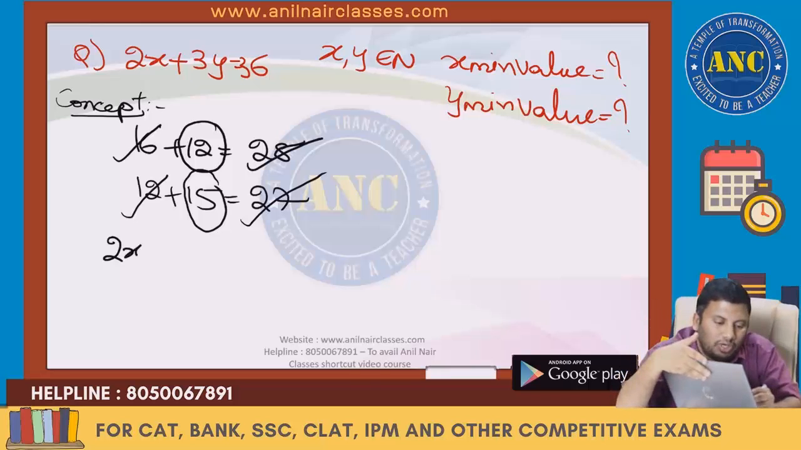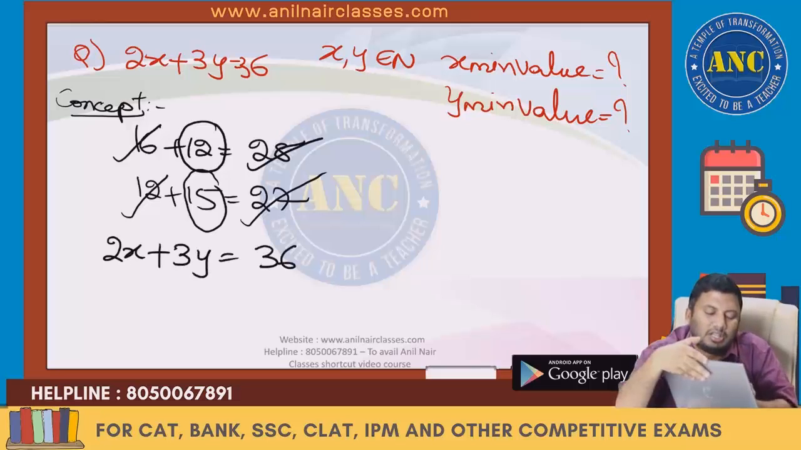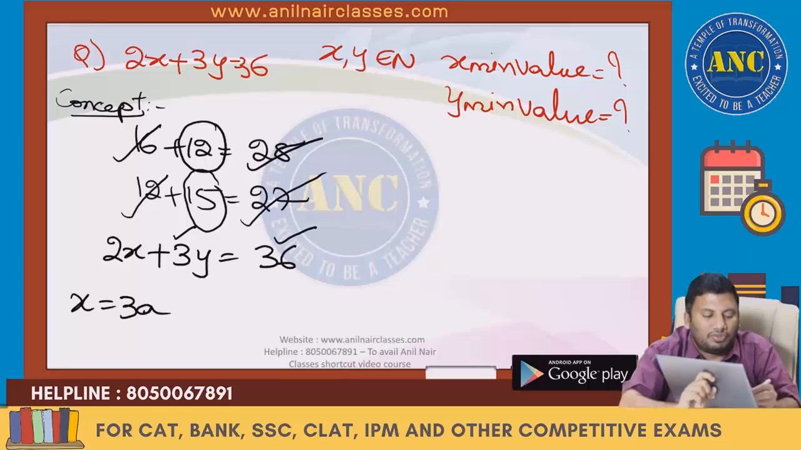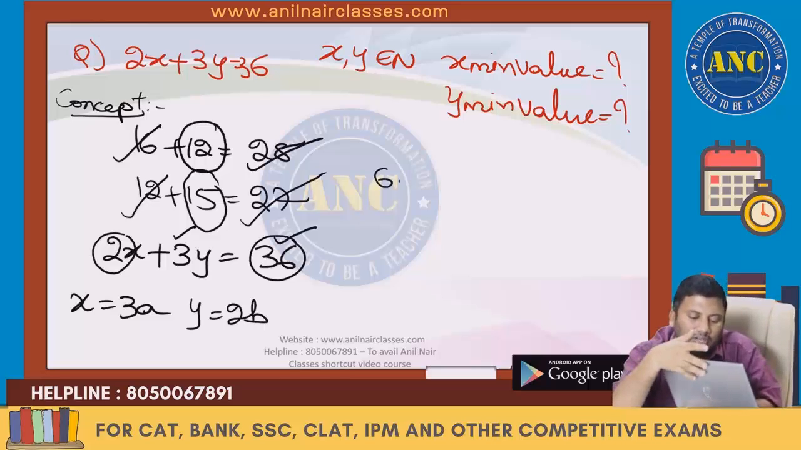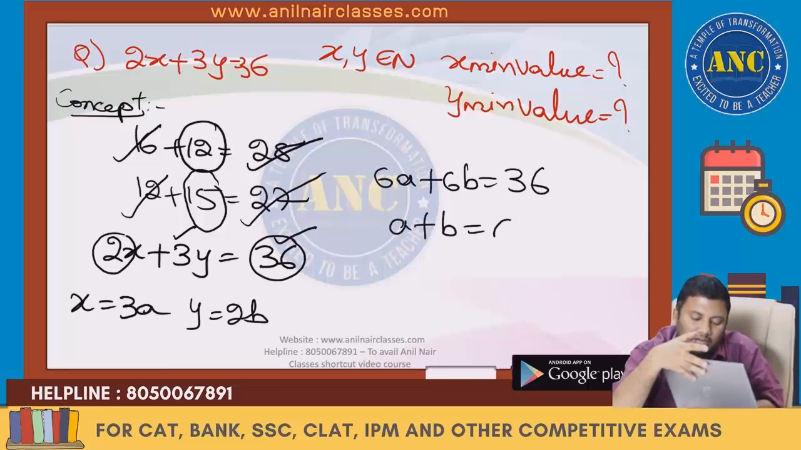Similarly, 2x plus 3y equivalent to 36. This is divisible by 3, this is divisible by 3, so x should be divisible by 3. This is an even number, this is an even number, so y should be an even number. So the equation is 6a plus 6b equivalent to 36, a plus b equivalent to 6.